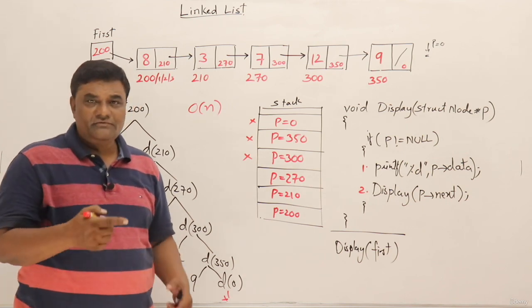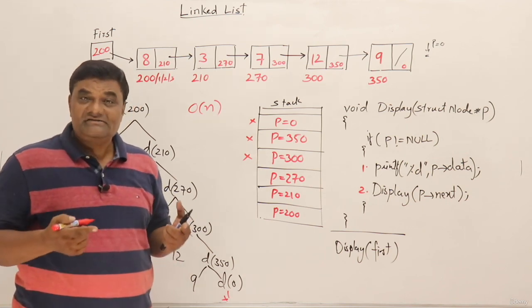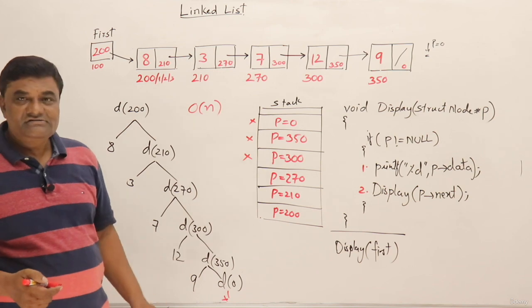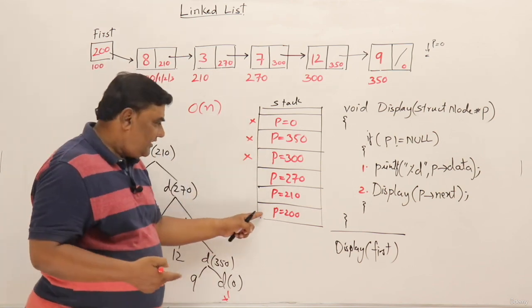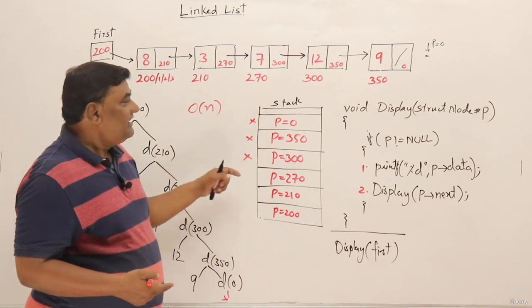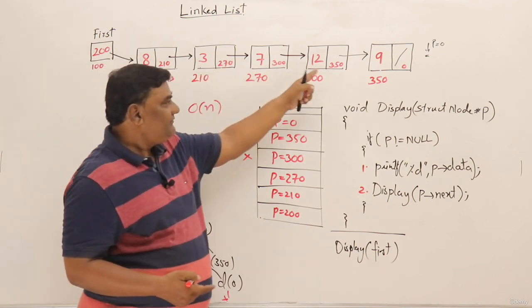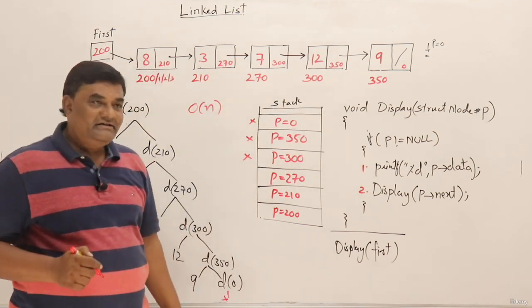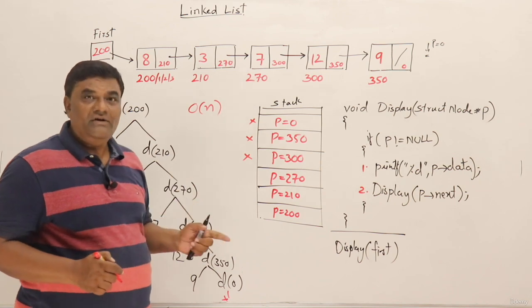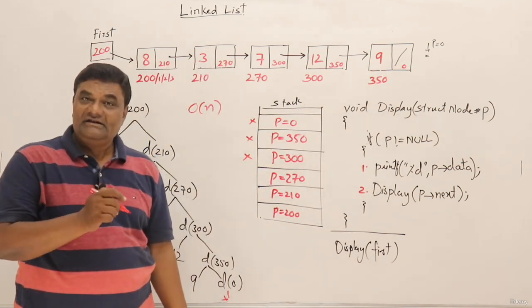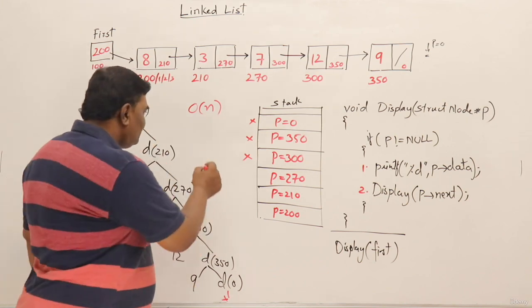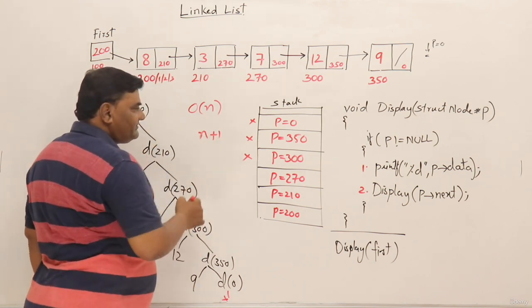The loop function was a simple function. There was no extra space. But this is recursion, which uses a stack. So what is the size of the stack? 1, 2, 3, 4, 5, 6. How many nodes are there? 1, 2, 3, 4, 5. 5 nodes are there, but 6 activation records. Why? One for null also. So total N plus 1 activation records are created.